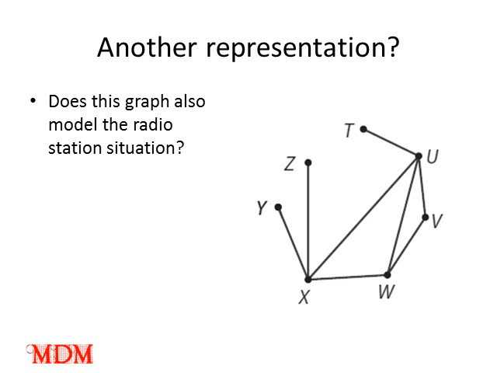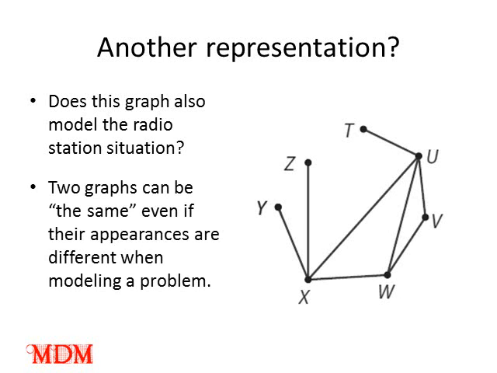The valences are the same. T has a valence of 1, U has a valence of 4, V has a valence of 2, W has a valence of 3, X has a valence of 4, Y has a valence of 1, and Z has a valence of 1. That should be what you had on your graph, and that is what I had on my graph in the previous slide. 2 graphs can be the same even if their appearances are different when modeling a problem.